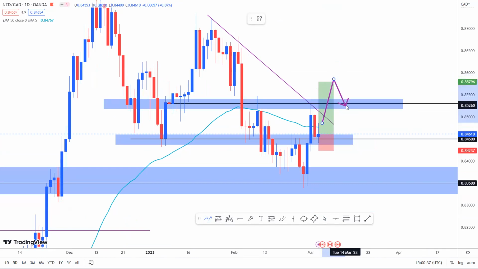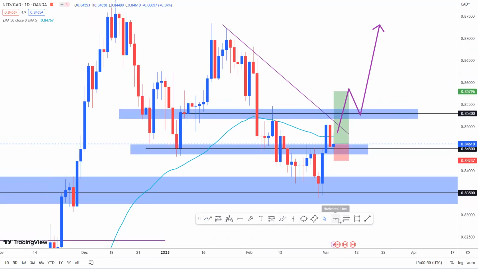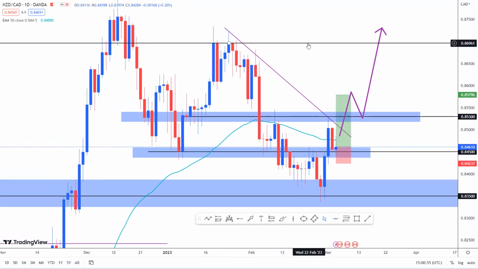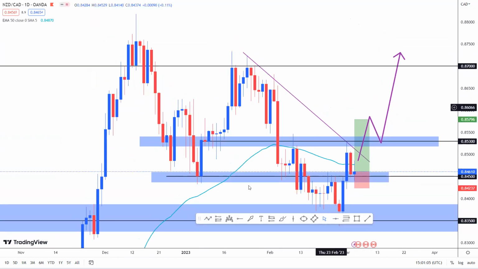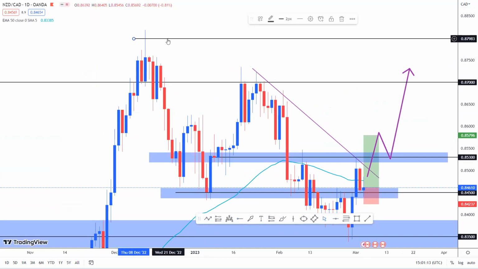And then we test the level, and look for potential entry opportunities right here at the retest of this level to go longs, where I would be looking. So these would be my TP levels on NZD CAD for this week.